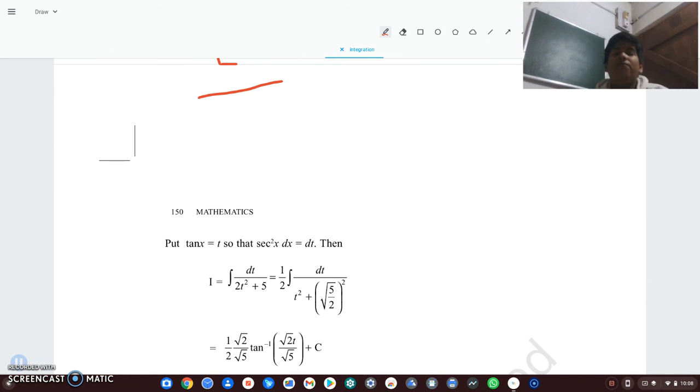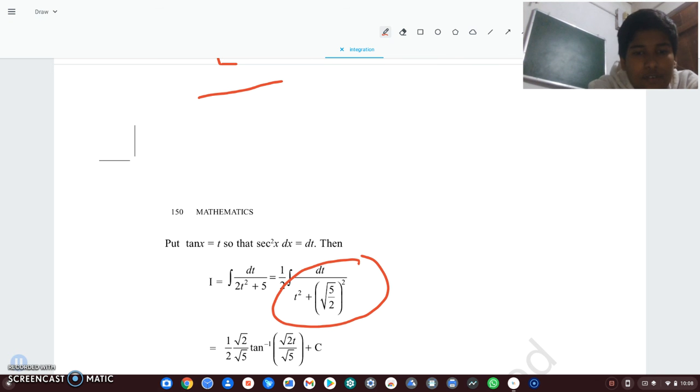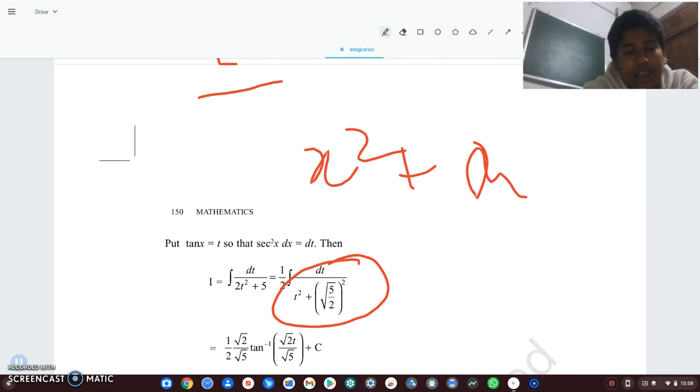Now the formula of tan inverse x says it comes in the form of x square plus a square. Here x is in the form of t, so it is t square plus a square, and we can write root 5 upon 2 as root 5 upon 2 the whole square.